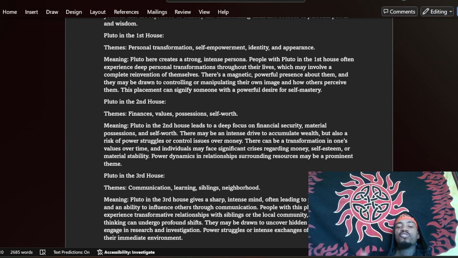So the themes of communication, learning, siblings, neighborhood, right? So when the Pluto goes to the third house, y'all, it gives a sharp, intense mind, often leading to profound ideas and the ability to influence others through communication. You understand that shit? That's their psychological depth. They gonna know exactly what to say to get you to comprehend that shit.